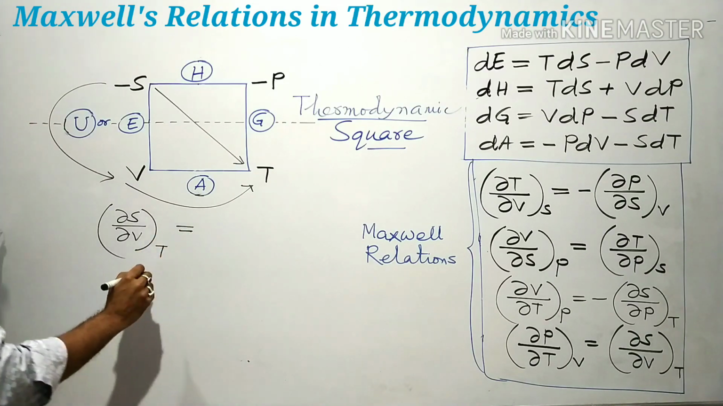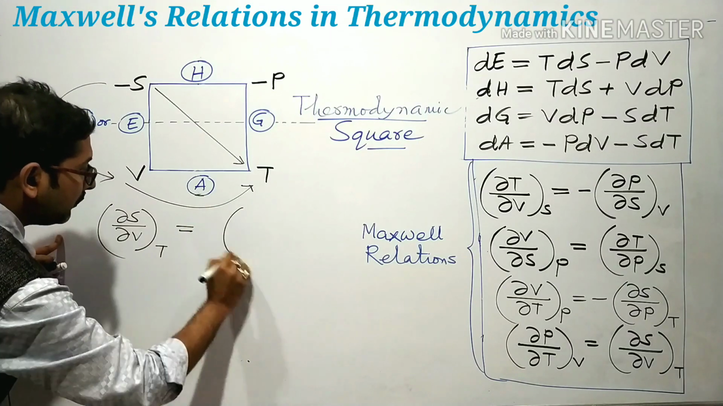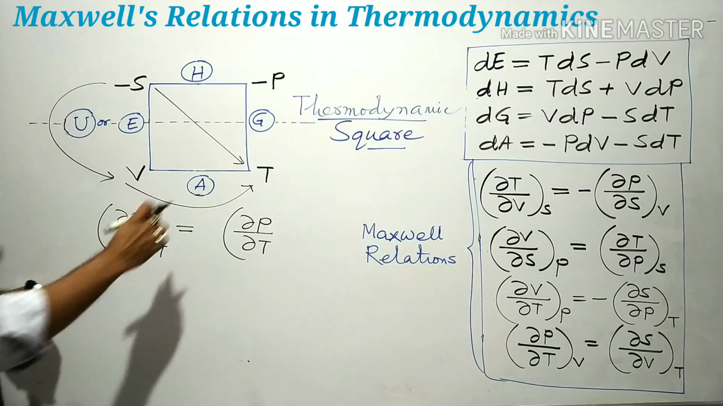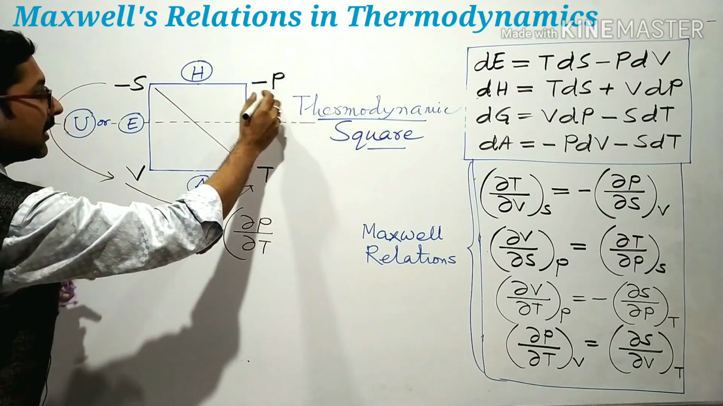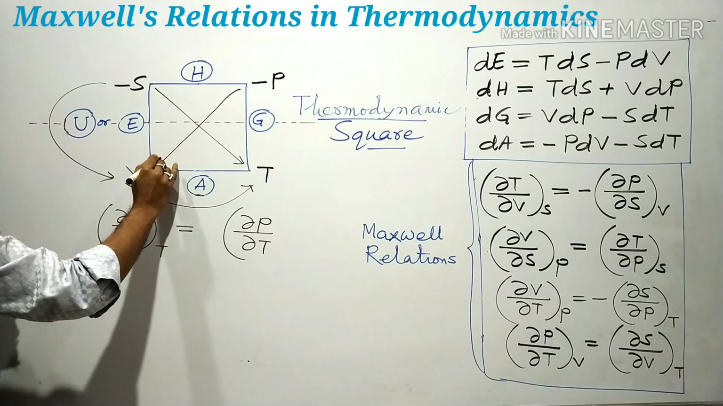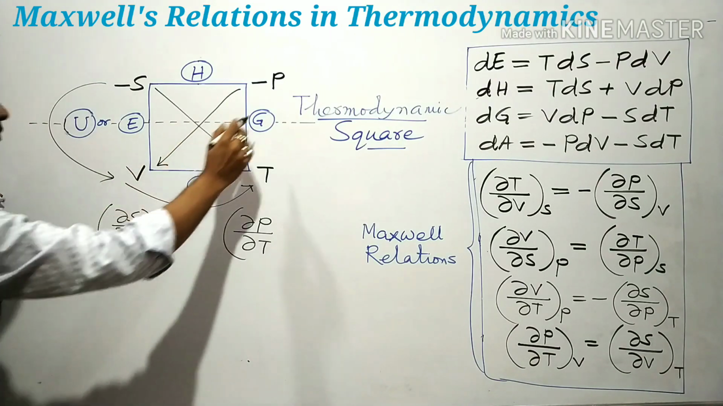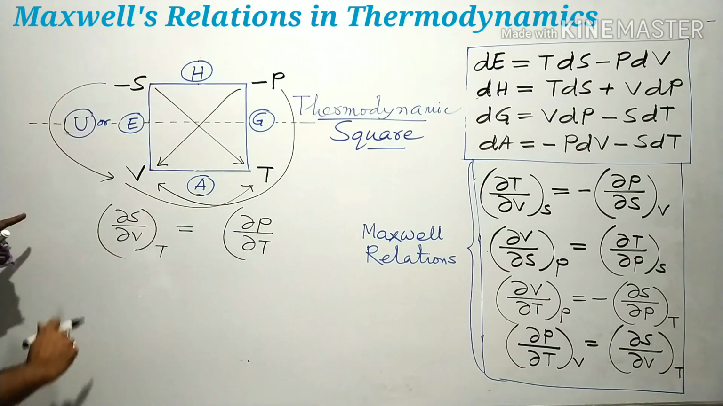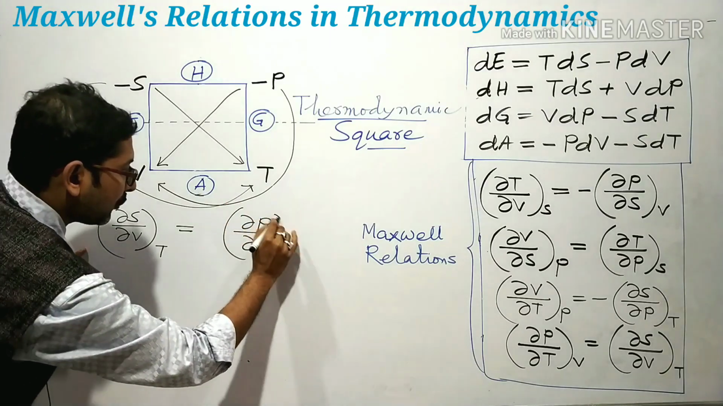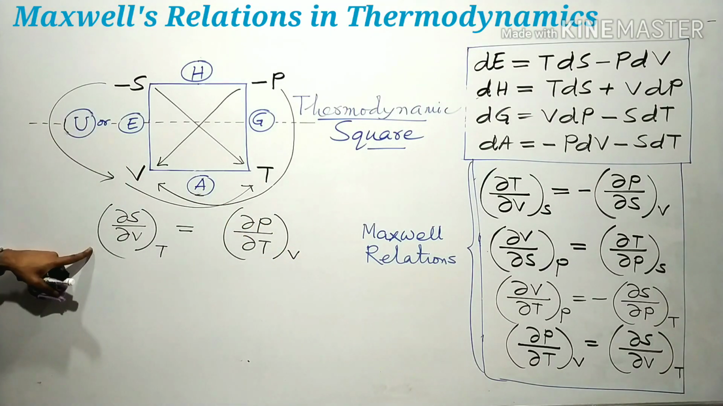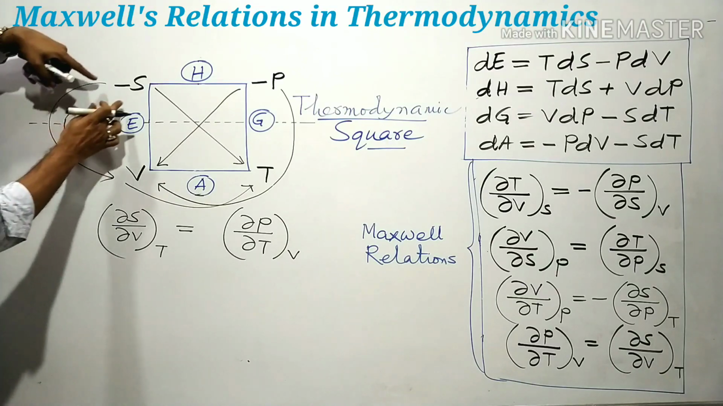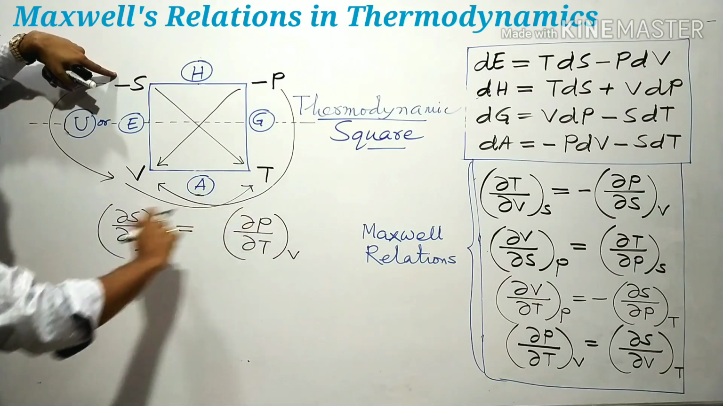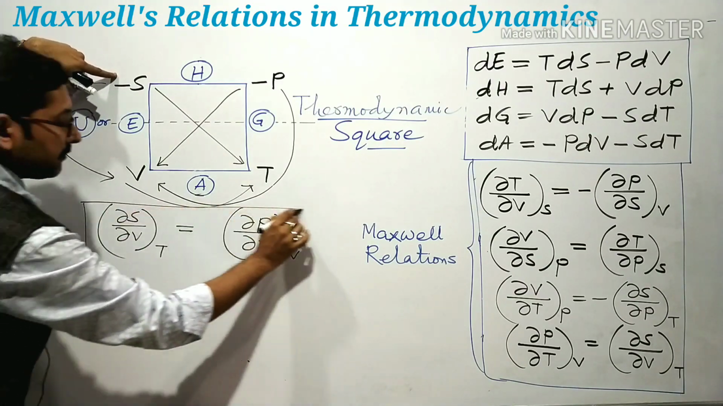This will be equal to del P del T. Now we are rotating from here to here, P T, and the next diagonal parameter is V. So P to T to V, we are rotating clockwise. So del P del T at constant V. This is the first relation. So del S del V, there is a negative term, and del P del T, there is also a negative term. So this relation will be positive.